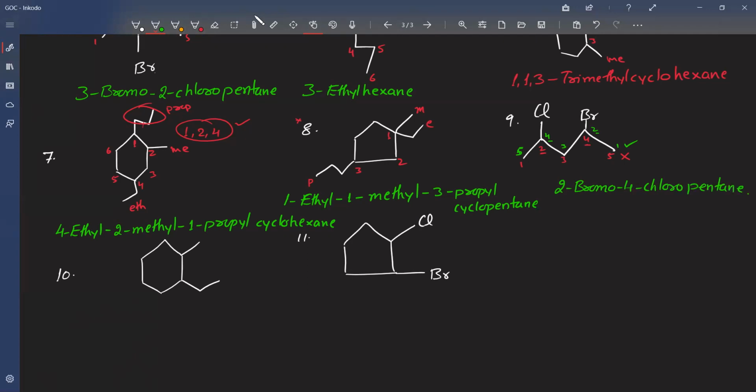Right. Okay. Coming to the next one. Here you can see there is methyl and here there is ethyl. 1 ethyl, 2 methyl, cyclohexane. Exactly. So this is 9th and 10th are similar. They actually address the same, even 11th is a similar situation. Yes, even 11th. So in 11th also, the bromo will take position 1 and chloro will take position 2. Right. So I think you can name it.